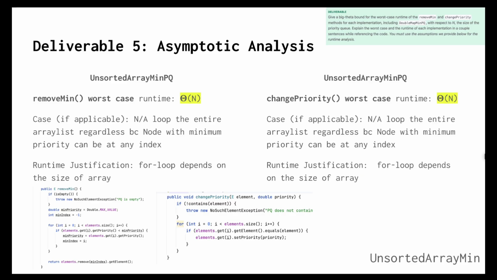For the unsorted array, there's no best case because the node with minimum priority can be at any index. So we always loop through the entire array list, which is dependent on the size of the array. Therefore, remove min and change priority both have theta of n as runtime.